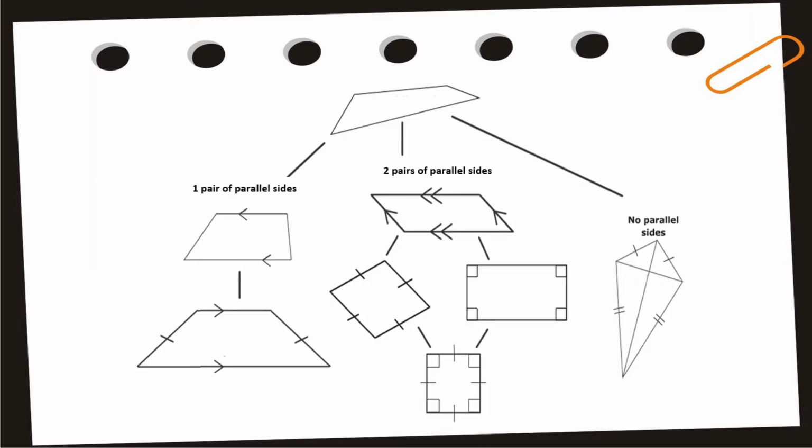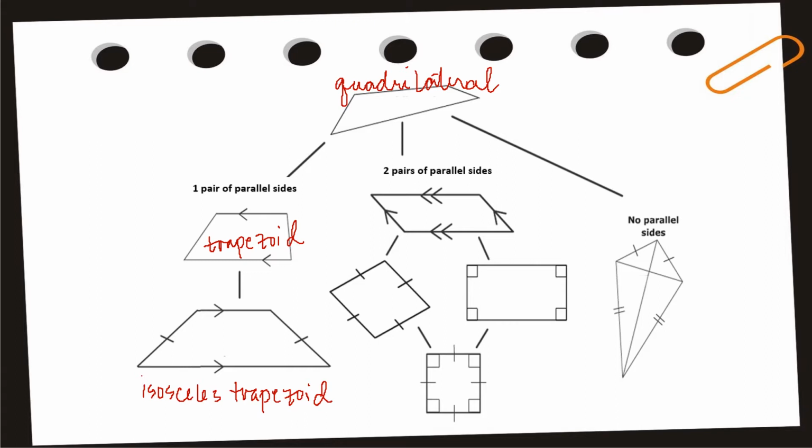The diagram here shows the family of quadrilaterals. So a quadrilateral is divided into three types. First type is a quadrilateral with one pair of parallel sides. This is a trapezoid. One special type of trapezoid is what we call isosceles trapezoid. An isosceles trapezoid is a trapezoid wherein the non-parallel sides are congruent.